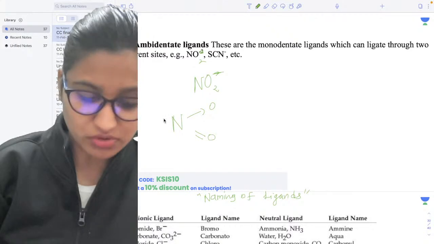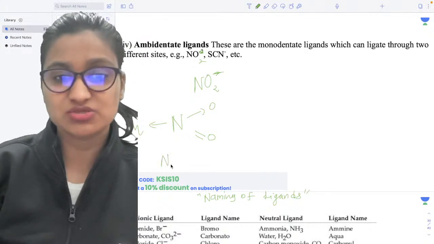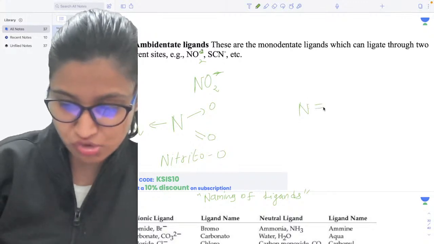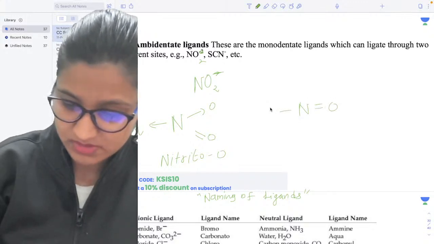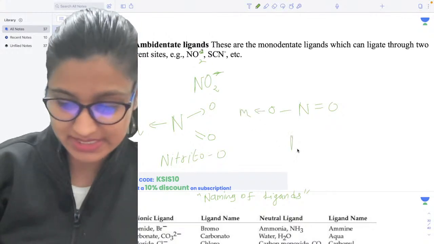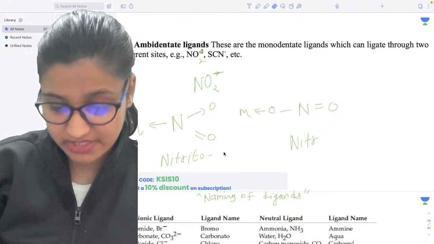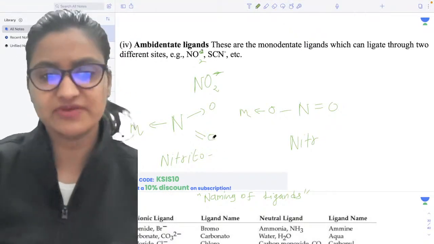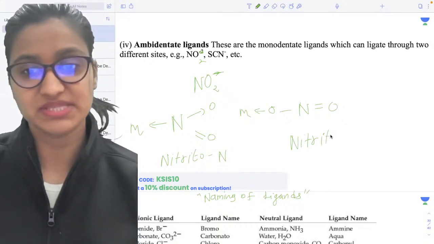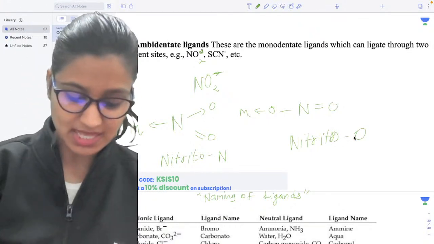If the coordinate bond is formed through the nitrogen side, it is called nitrito-N. And if the bond is formed through the oxygen side, it is called nitrito-O. Sorry, if the bond is formed through nitrogen, it will be nitrito-N, and if through oxygen, then nitrito-O.